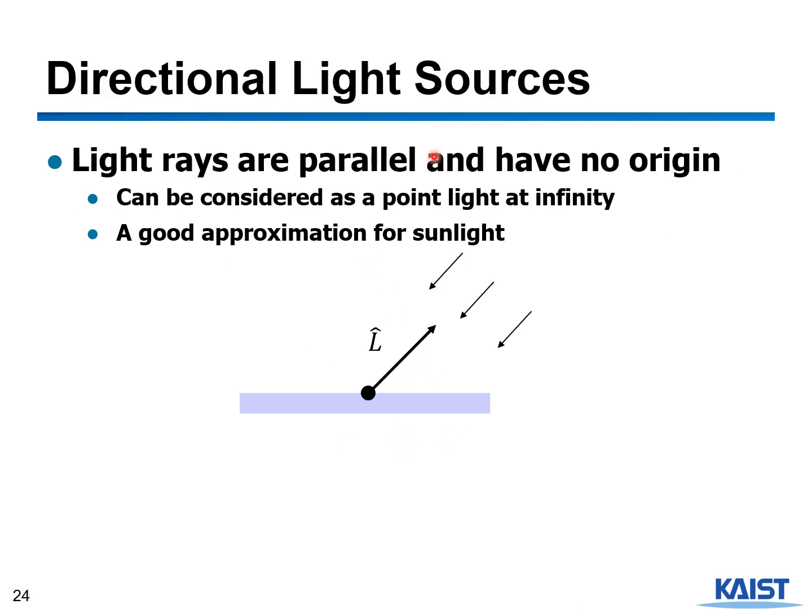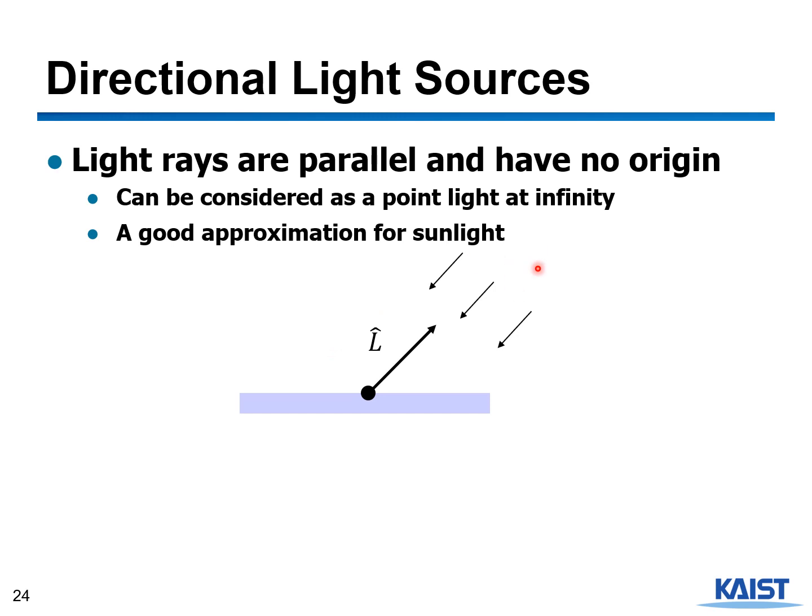Also, there are directional light sources. If you look at the sunlight, it doesn't change direction, right? Basically, sunlight rays are parallel and have no origin, so it can be considered a point light at infinity. So even though you are moving on the surface, the light direction doesn't change.